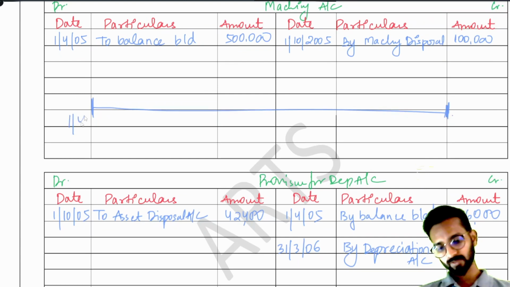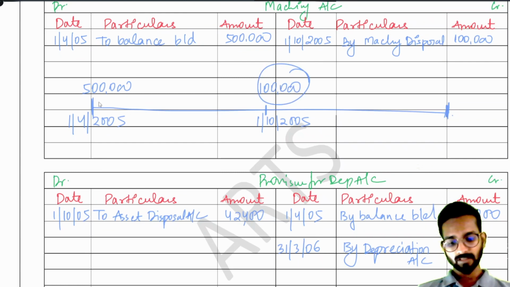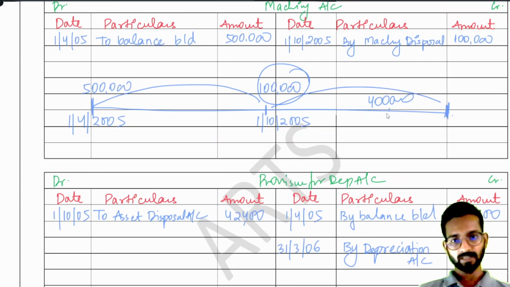On 1/4/2005, the machinery value I had was 5 lakh rupees. Out of this 5 lakh, on 1st October 2005, I have already sold 1 lakh rupees worth of machinery. Now, this 5 lakh rupees I used for the 6 months. Then, for the next 6 months, we had only 4 lakh rupees of machinery, correct? Understood? And we are also using the written down value method.